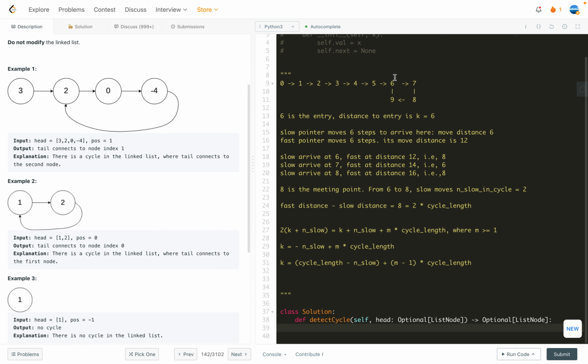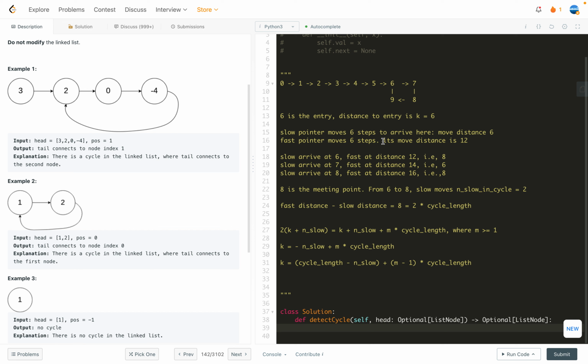If you look at this linked list that I drew, here 6 is the entry point in this example. So the distance to the entry is 6, because you move one step at a time, and there will be 6 steps needed to arrive at this entry point. Here the slow pointer first points to 0, same as the fast, and then it needs 6 steps to arrive here. But the fast pointer moves 6 steps, so its moving distance is actually 12.